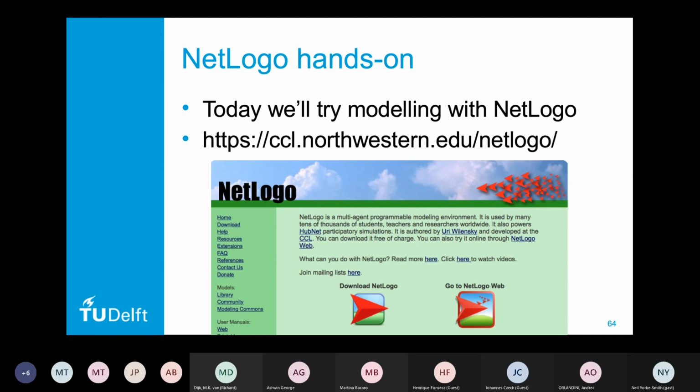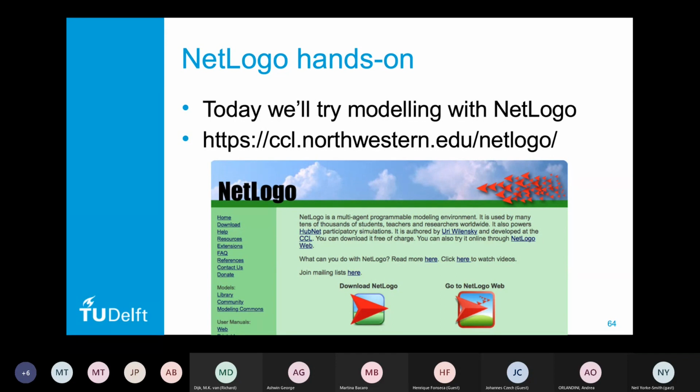Okay. So today we'll do a little bit of modeling with NetLogo. Here's the full URL. I'm sorry, I didn't have that view a bit earlier. Why NetLogo? Well, just to get a feel of one of the dedicated ABM platforms, and just to play with things a little bit.